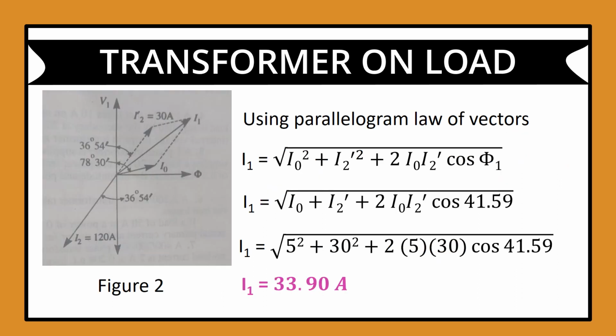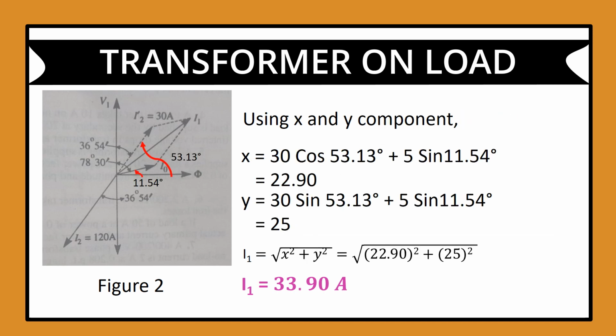To compute for I sub 1, let us use the parallelogram law of vectors, which is equal to the square root of I sub 0 squared plus I sub 2 prime squared plus 2 times I sub 0 times I sub 2 prime times cosine phi sub 1. So substituting all the values of I sub 0, I sub 2 prime, and phi sub 1, we have the square root of 5 squared plus 30 squared plus 2 times 5 times 30 times cosine 41.59 degrees, yielding 33.90 amperes as our answer for I sub 1.